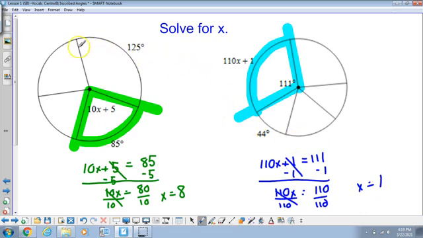Now, what about these other numbers here? We didn't need to use this. Sometimes there will be pieces of the circle that we don't need to use. So that's what you need to know about a central angle.